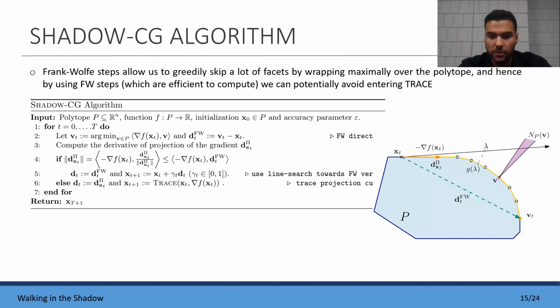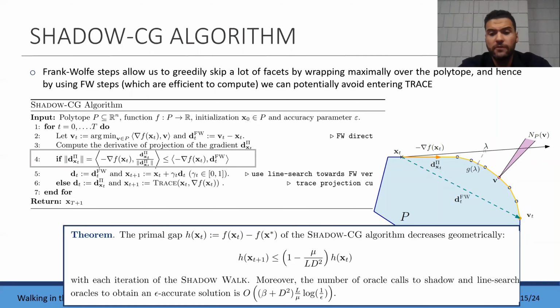Let's understand what it does with this same example that we've been using. At xt, we can either take the Frank-Wolfe direction, which is the green direction we see here in this figure, or we can trace the projections curve, which is the yellow curve that we see here in the figure. We choose which descent step to take based on this test in line 4, which is actually a dual gap test.